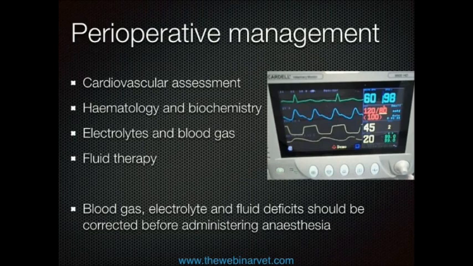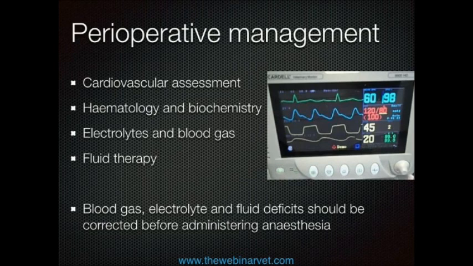I think almost always hematology and biochemistry is appropriate when we're giving an anaesthetic. It's a routine in our practice to do a routine blood panel, especially if they haven't had it done in a few months, and especially if the animals are older. It's important to look at electrolytes and blood gas, and to consider fluid therapy, and really important is that if you detect changes, so if there's blood gas changes or electrolyte abnormalities or fluid deficits, you need to correct these things before you administer the anaesthetic.